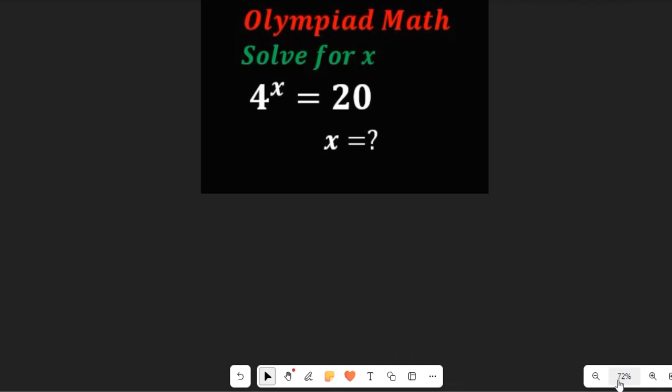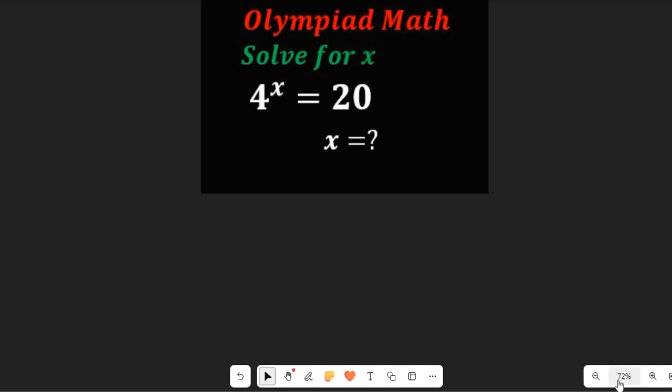Hello, if you are asked to solve for x in this nice Olympiad math question, what will you do first? We are given 4 to the power of x equal to 20. If I decide to arrange both of them to become one common base so that I can simplify, we can see that 20 cannot come to be of the same base with 4. So what do we do?